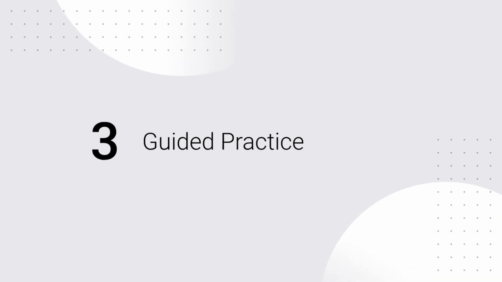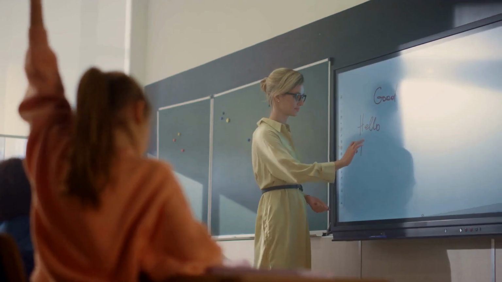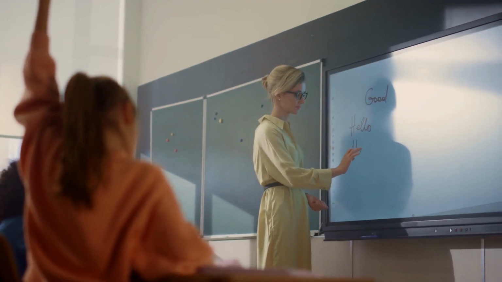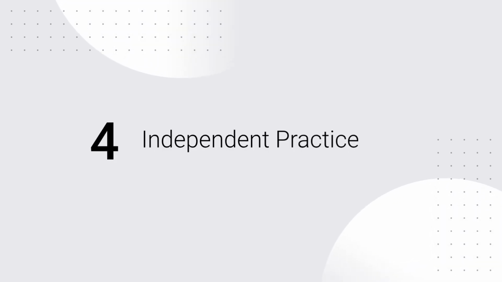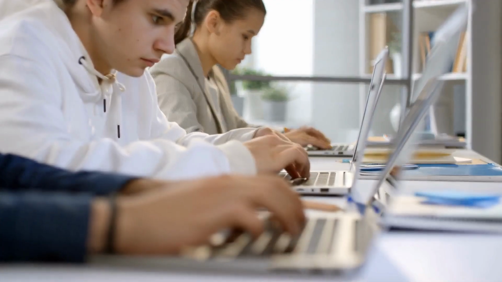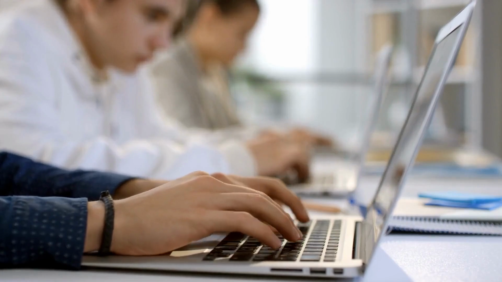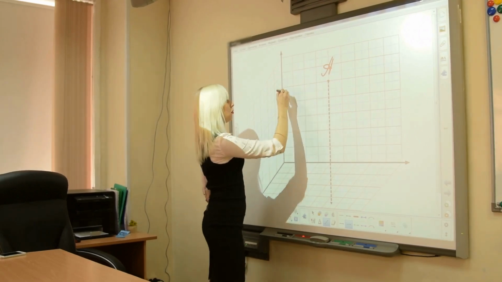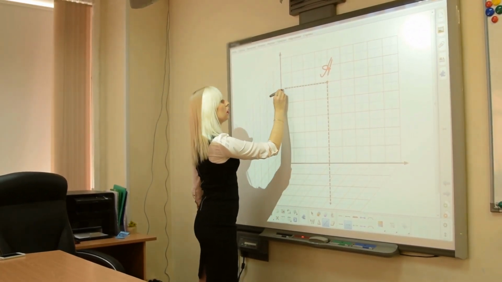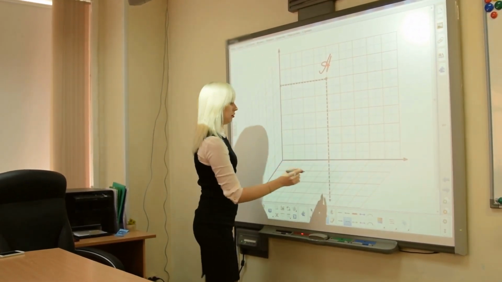Guided practice, 15 minutes. Work through problems as a class, using a mix of individual responses and group discussion. Independent practice, 20 minutes. Students work on differentiated tasks at their own pace, with the teacher circulating to provide support. Plenary, 5 minutes. Review key points, address any remaining questions, and preview the next lesson's content.